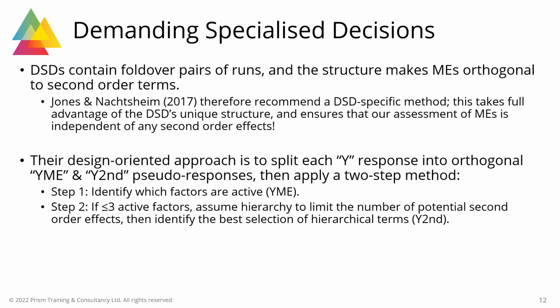So I'm going to go into a little bit of detail now about what their recommendation is and how this analysis works, and in a few moments' time, I'm going to show you how we've started to develop a software tool that implements this. Now, the recommended approach is, rather than analyzing each response as we record it, to take each response, which we usually label Y, and split that column of data into 2 pseudo responses. We label these pseudo responses Y_ME, Y for main effects, and Y_second, Y for the second order effects. And then we go through a 2-step analysis approach. First and foremost, let's figure out which factors are active. And then, if we determine that 3 or fewer factors are active, we can go further and assume hierarchy, which will limit the number of things we need to consider. Then we can try and figure out which is the best hierarchical set of second order terms, that is interactions and quadratic effects, that result in the best model.